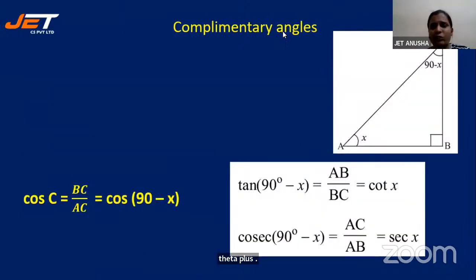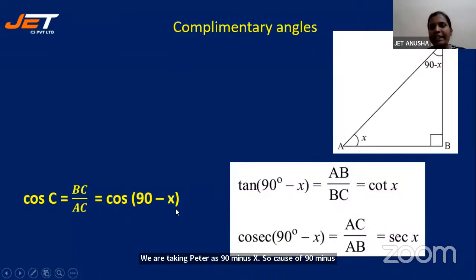So here we have some complementary angles. So what are complementary angles here? Cos C is equal to BC by AC. Cos C, what is it? So BC by AC. Right. So here we are taking theta as 90 minus x. So cos of 90 minus x.